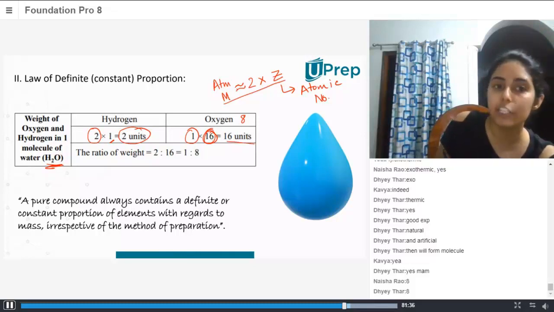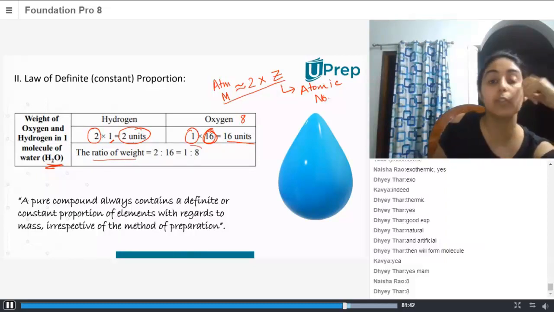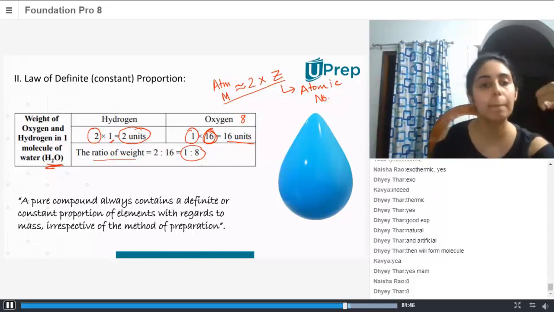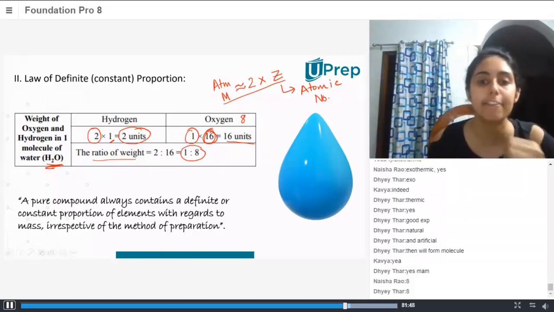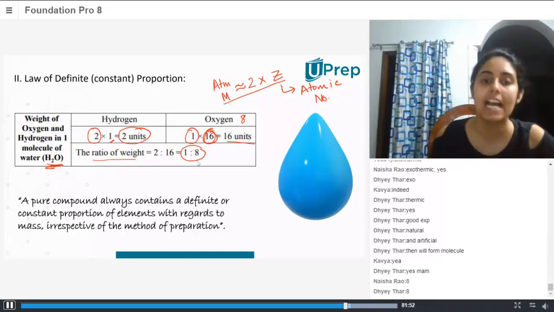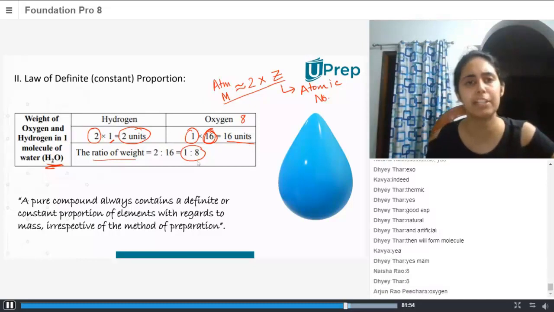So what is the ratio of their weights? The ratio of their weights will be 2 divided by 16, which, once you simplify that, you end up getting 1:8. So a pure compound always contains a definite or constant proportion of elements with regards to mass, irrespective of the method of preparation. What does that mean?